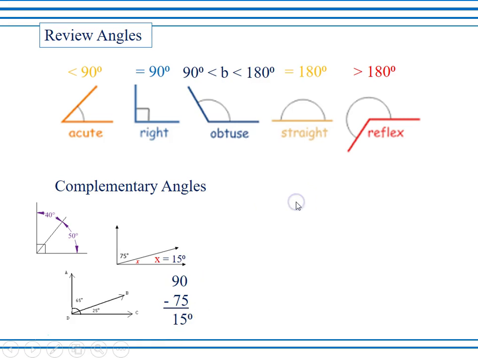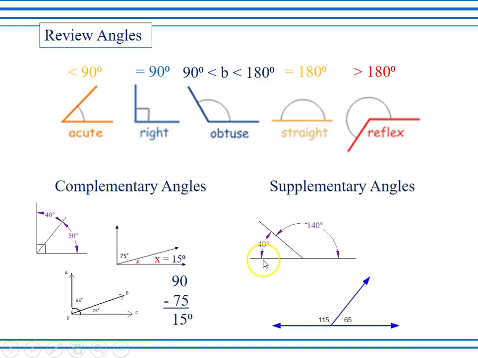Then we talk about supplementary angles. Supplementary angles add up to 180 degrees. So 140 plus 40 is 180 degrees. These two angles are supplementary angles. From here, 115 adds to 65, and that gives us 180 degrees. So if I have this angle here, angle SRT is supplementary to angle TRQ.